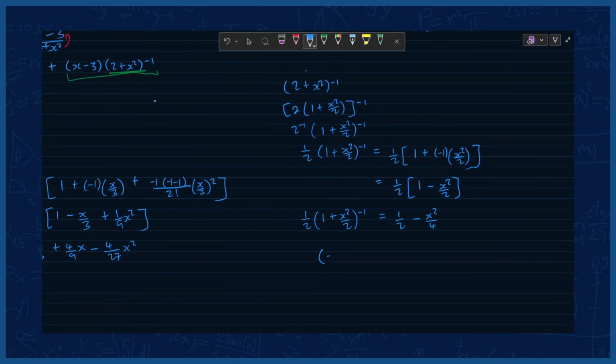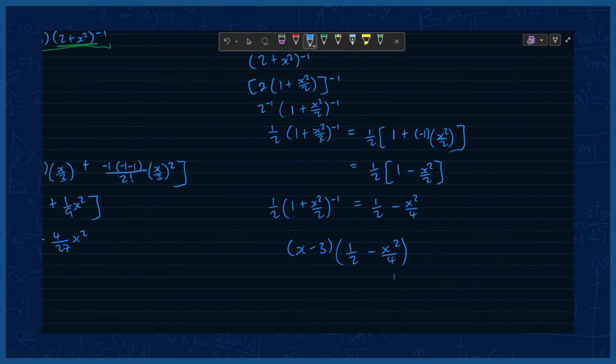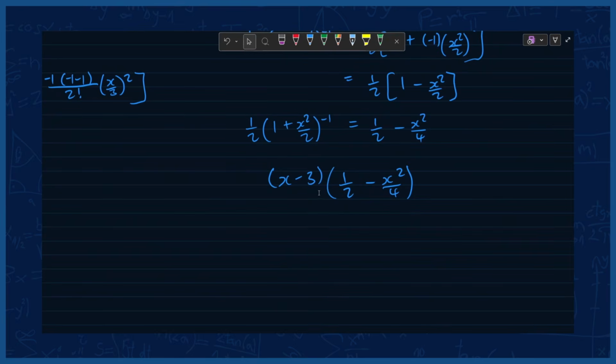So we have to do x minus 3 multiplied by half minus x squared, not x to the 4, but x squared over 4. And let us expand this. In fact, I think I might just rewrite this. Instead of x minus 3, I want minus 3 plus x. That's really just preference because I want to start by multiplying with the number first and not the variable.